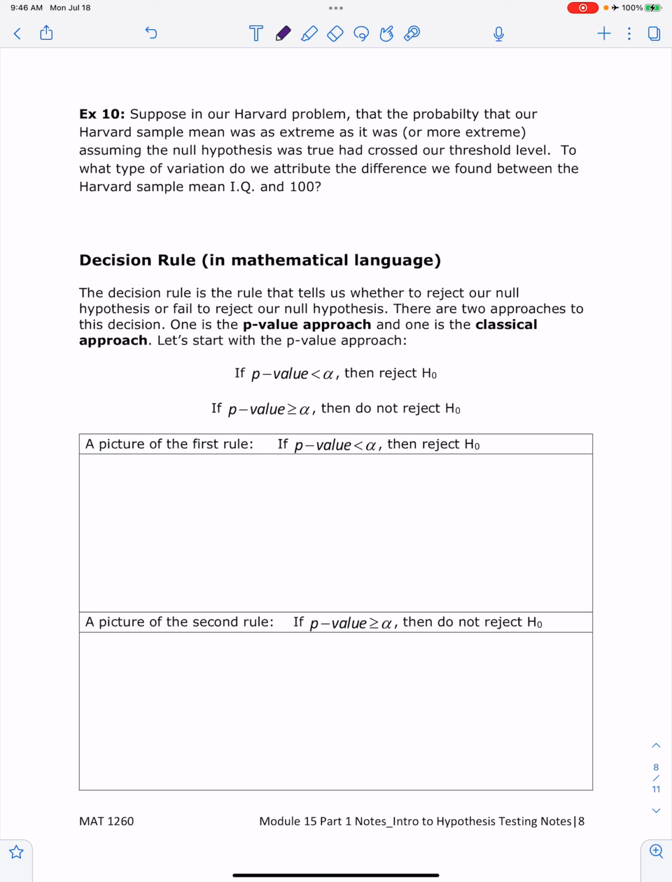In our Harvard problem, suppose that the probability in our Harvard sample mean was as extreme as it was. So when we took a sample, our average was way different than our population, assuming the null hypothesis is true. It has crossed our threshold level, which means it's living in the tail. To what type of variation do we attribute the difference we found between the Harvard sample mean IQ and 100? These are due to systematic variation.